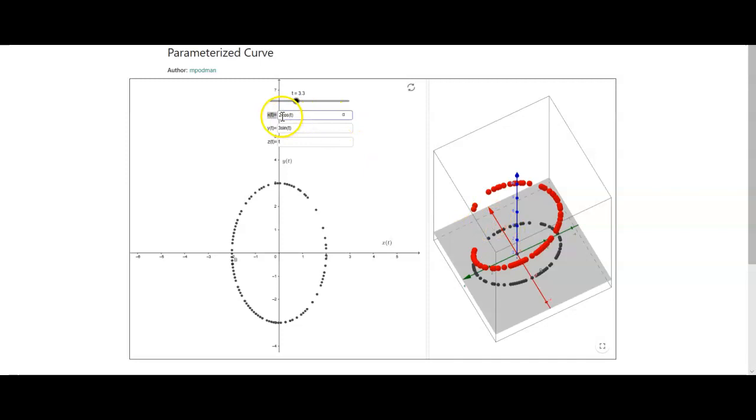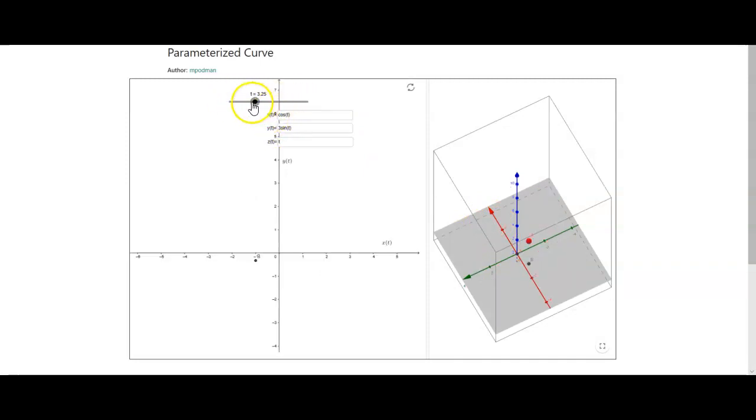Now things get really interesting when you put these functions out of phase. And what we mean when we say out of phase is we've basically changed their frequencies.